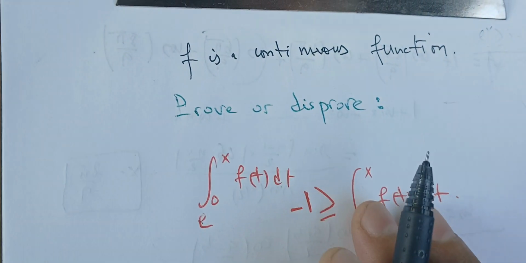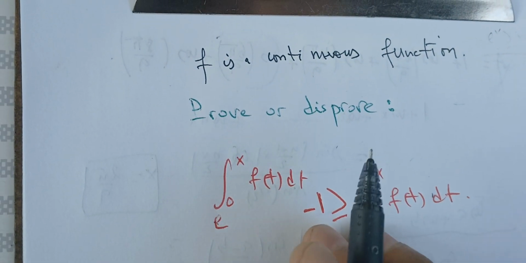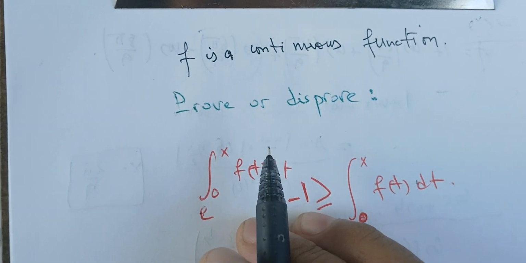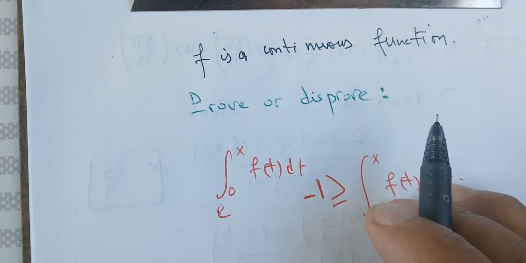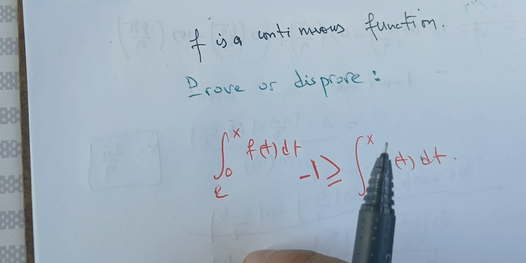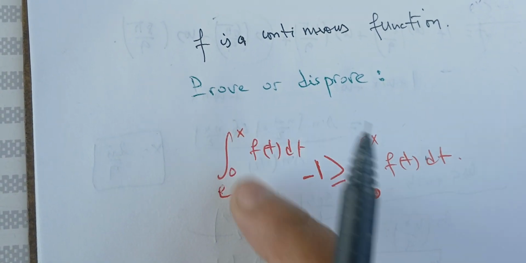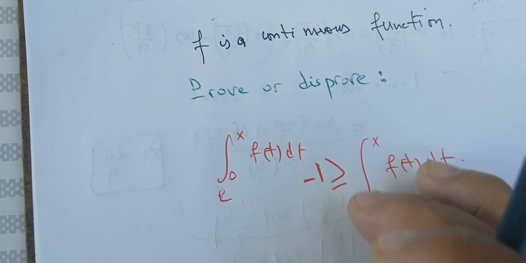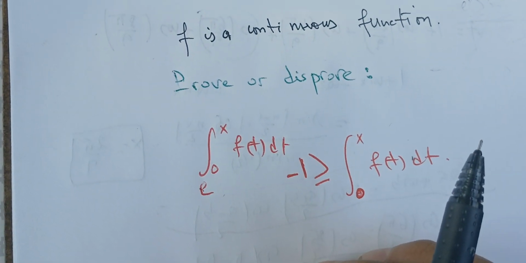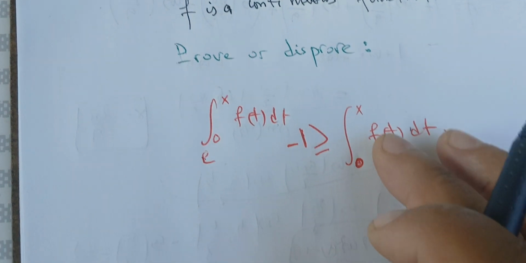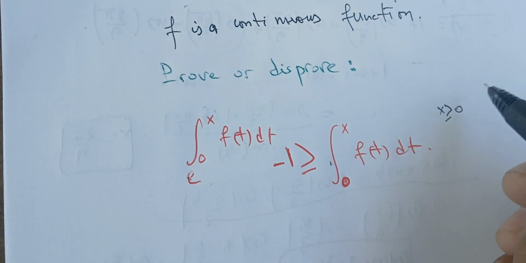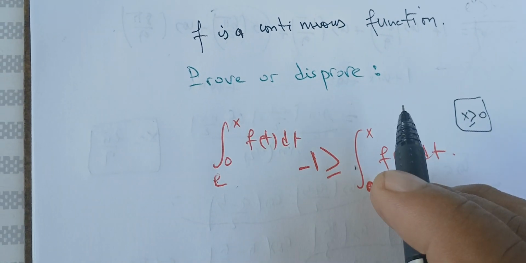In this problem, we're going to try to prove the following. We assume that f is a continuous function, and we want to prove or disprove the following: e raised to the integral of f of t dt between 0 and x, minus 1, is bigger than the integral of f of t dt between 0 and x. Here, to define this function, we assume that x is greater or equal than 0.